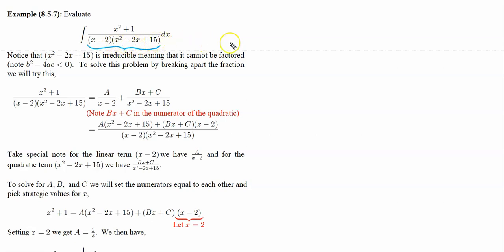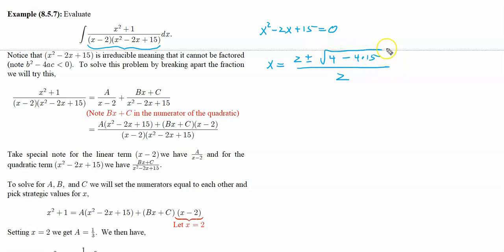You can verify that this is irreducible if you try to set this equal to 0 and apply the quadratic formula. You would find that you get, and so you see this is b squared minus 4ac underneath the square root, and of course that is a negative number. So these would turn out to be complex roots. So this does not factor over the real numbers.